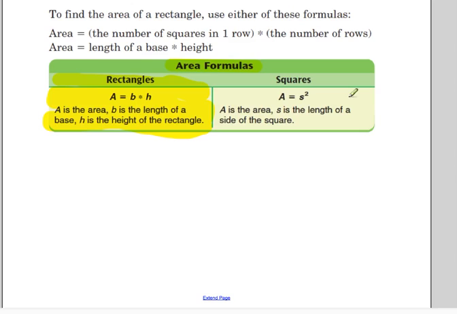So in your notes, I want you to put rectangles. And you need to put this, area equals base times height. And you need to copy it down exactly as you see it written here. It matters whether it's a capital or a lowercase letter. So make sure you copy them down as you see them. For now, leave the rest of that page blank because we're going to be adding other formulas for area in future lessons.